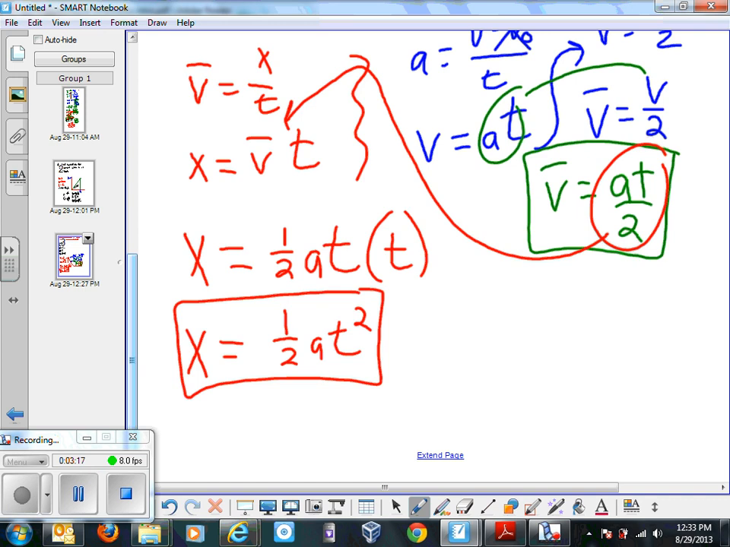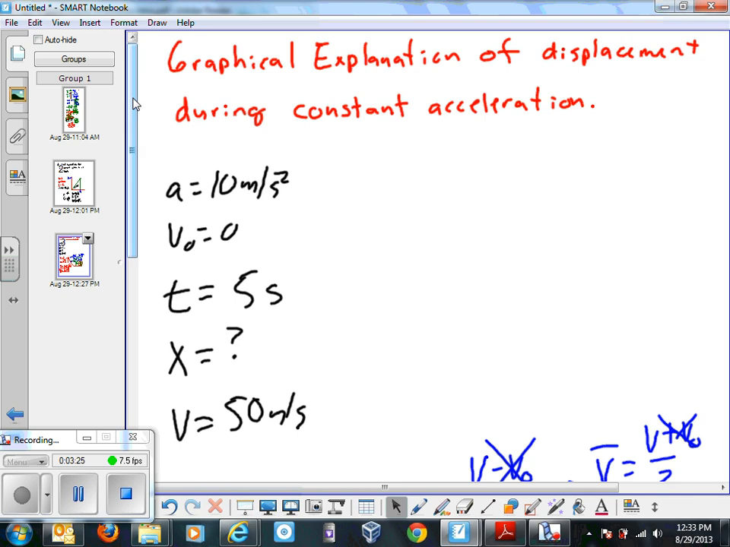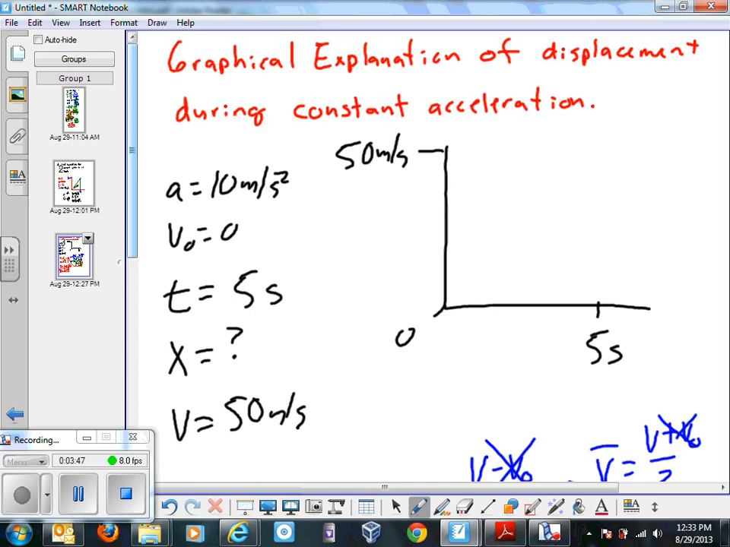Now let's look and see how this all works out with the graph, because this is supposed to be a graphical explanation. If we look at our graph here, I'll just draw a little graph, and we know that our final velocity here is 50 meters per second, and we know that we did this for 5 seconds. Since we start at a 0 mark, we can see that the graph line is going to look like this, correct?